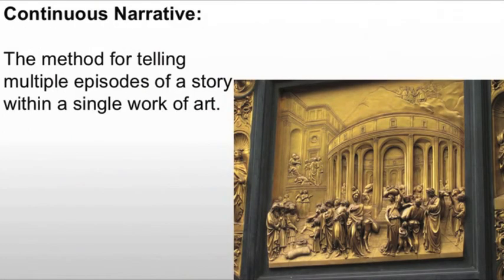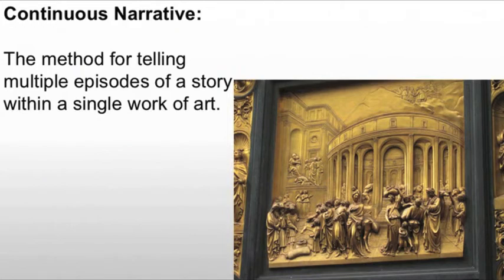These panels also recall painting techniques in their depiction of space and their treatment of the narrative. For example, we see what's called a continuous narrative, or a method for telling multiple episodes from a story in a single work. We saw this with Pisano when we looked at the Annunciation, Nativity, and Adoration of the Shepherds earlier in the class. So we're seeing that here as well.